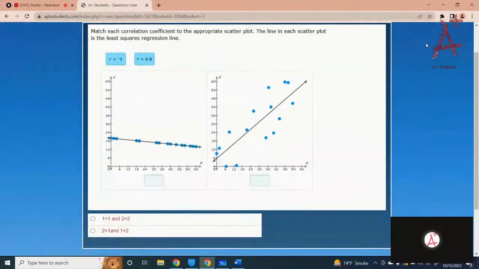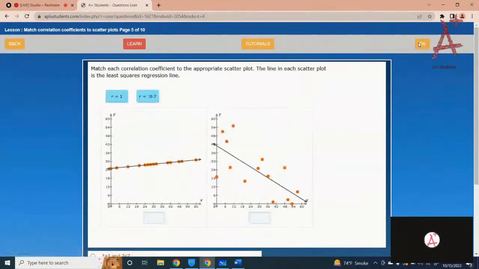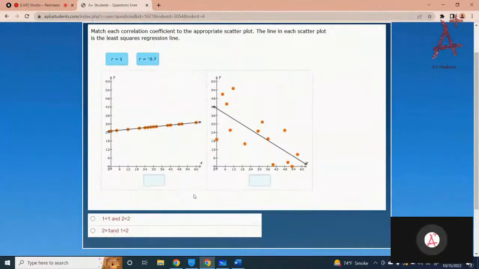So here, change in x causes the change in y. That means it is 2 equals 1 and 1 equals 2. Got it? So for both the graphs, change in x causes a change in y. So it would be 2 equals 1 and 1 equals 2. Got it?